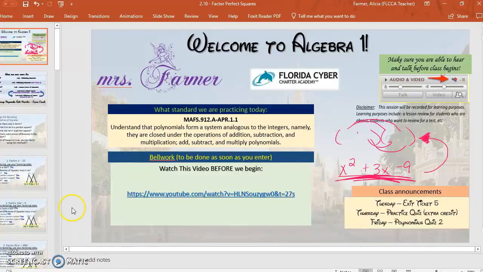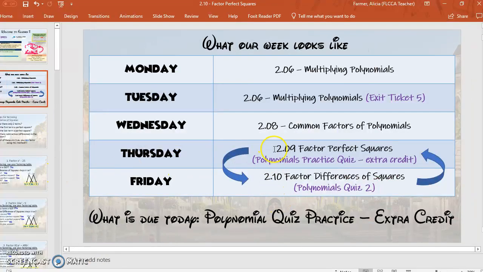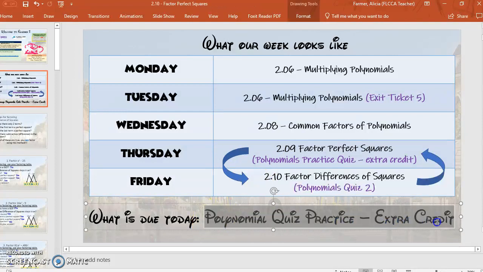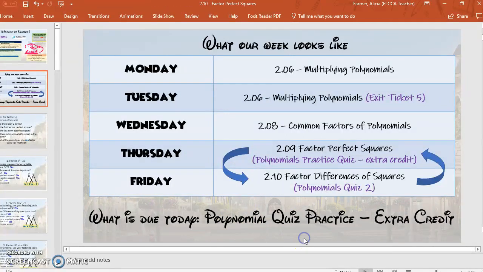Sure, let's go back to the PowerPoint. All right, so I know I flipped it around. I've been telling you guys that I was going to do 2.9 today, but I switched it. I wanted to do 2.10 just because I wanted to. You do not have anything that's graded for homework, but you have an extra credit opportunity, which is your polynomials quiz. It's a practice quiz to help you prepare for tomorrow.